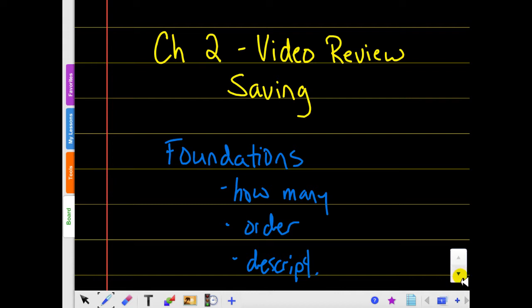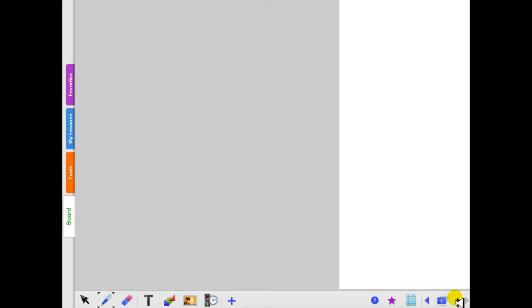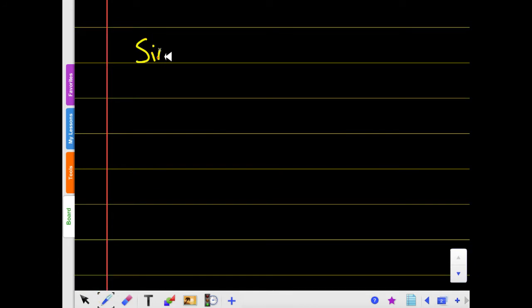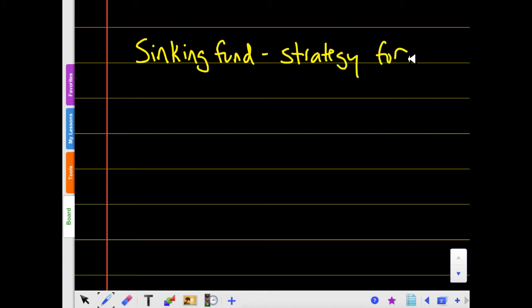Another thing that we're going to end up talking about on the test quite a bit is going to be sinking funds. And there's going to be a couple different ways that a sinking fund is going to come up. First off, you need to know what it is. It's a strategy for saving money. And that's as complex as it is. It's really not a complicated term.